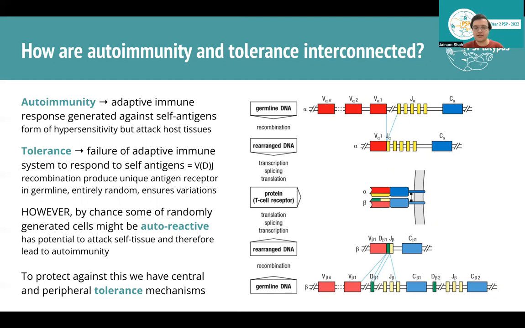However, because it's so random and it's so variable, we want to make sure that the things we generate are not going to then inaccurately attack our own host tissues. So some of them will definitely be autoreactive to begin with and lead to autoimmunity, but we have two main mechanisms by which our body makes sure that this doesn't happen. So that is your central and peripheral tolerance mechanisms.